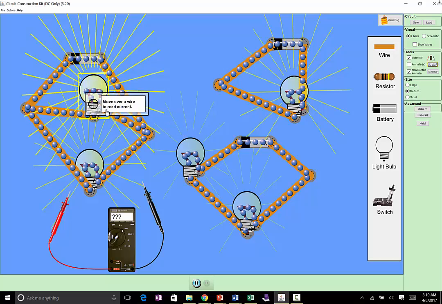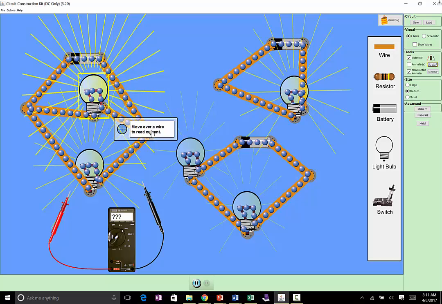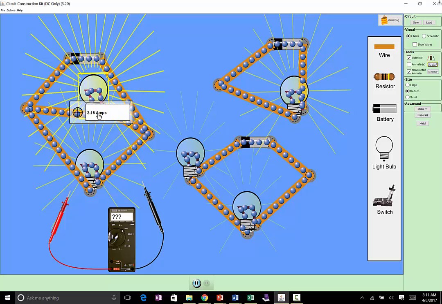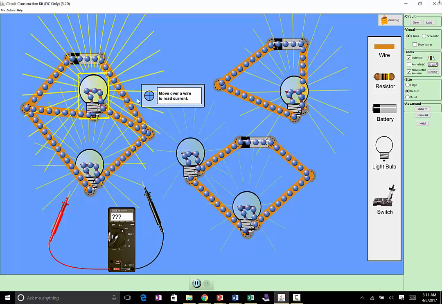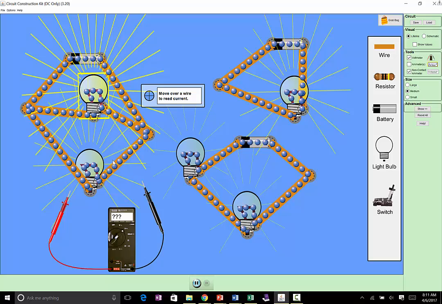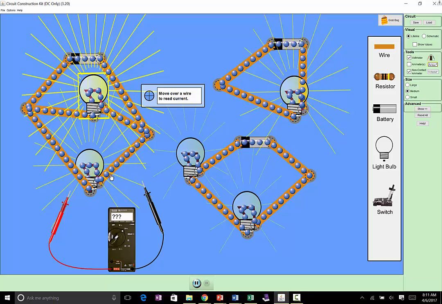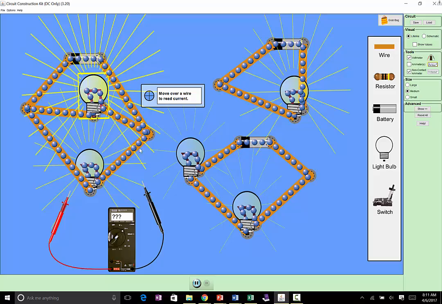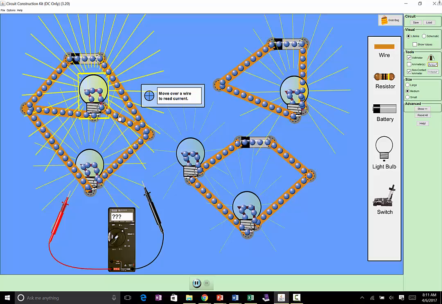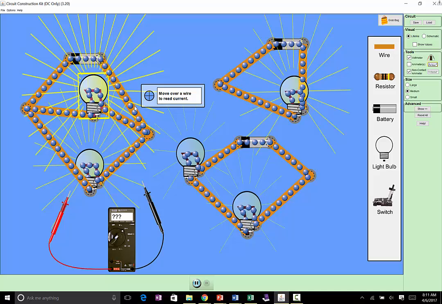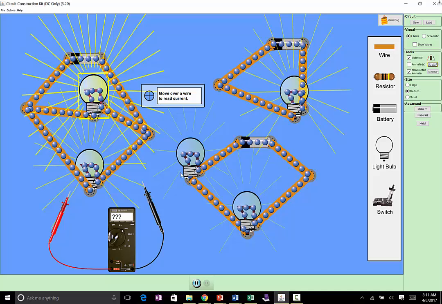So what we're noticing now is that more current is actually going down that path with least resistance. It's just like if I'm trying to go home, and I've got a path that's got a lot of traffic, a lot of traffic jam. It's going to be a slower path. More cars are going to be able to go down the path that's easier to get through. That's just how it works with cars, and it's how it works with electrons flowing through the circuit.